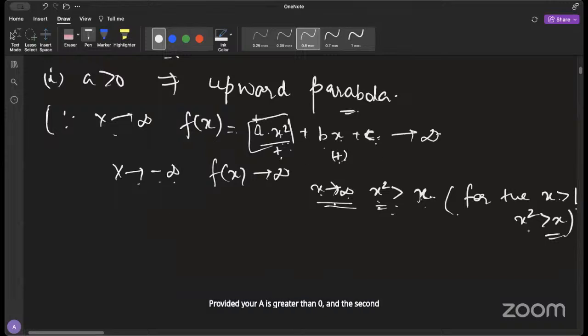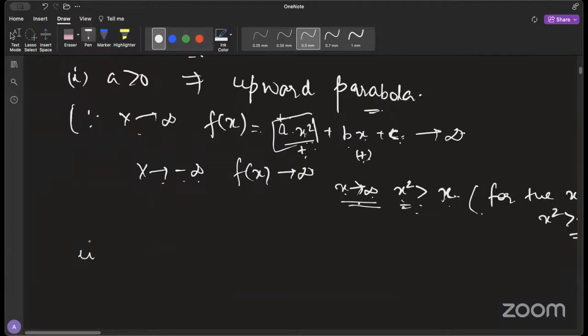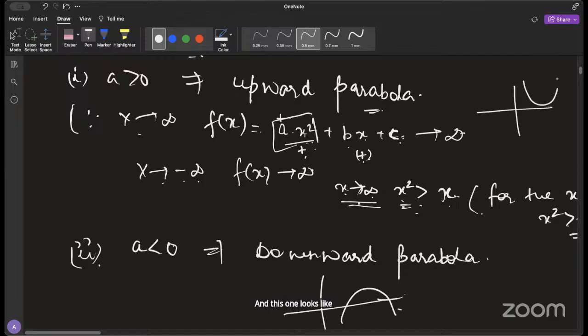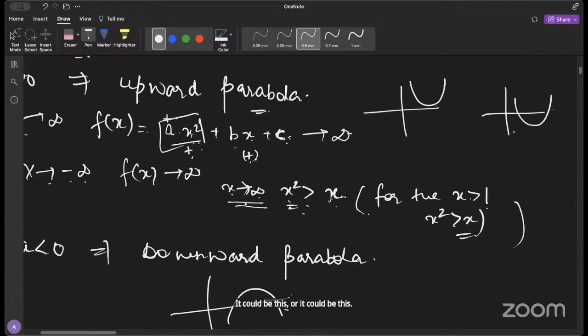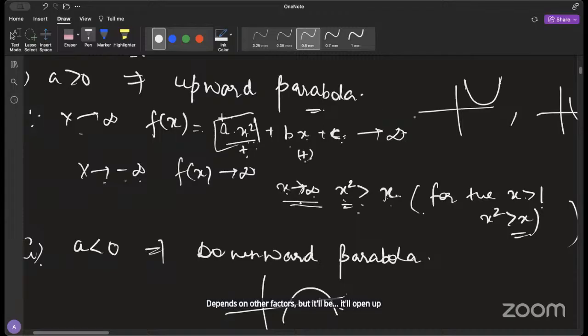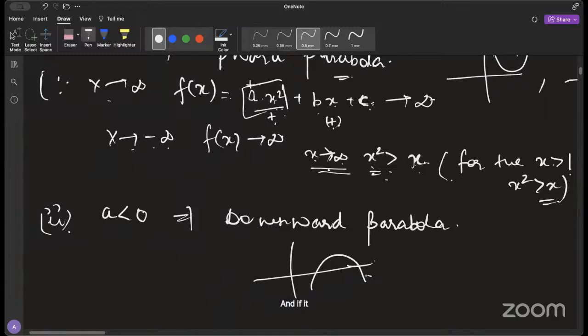The second case is when a is less than 0. That means it's a downward parabola, which looks like this. And the upward one looks like this. It could be this or it could be this, depending on other factors, but it will open upwards. That's what it means. If a is greater than 0, the parabola opens upwards. And if it's less than 0, then it opens downwards.